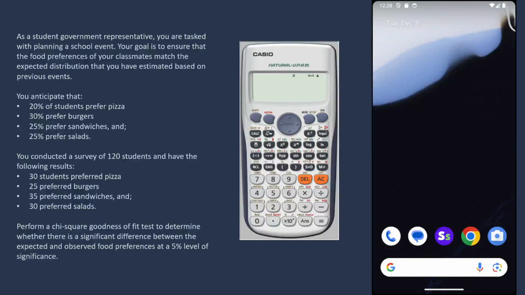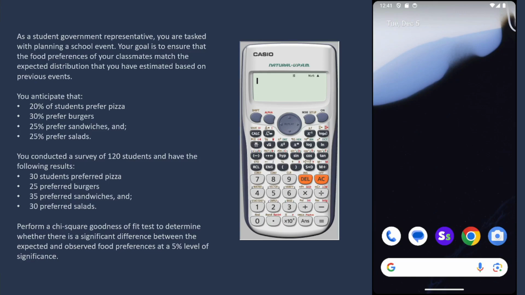The problem goes: as a student government representative, you are tasked with planning a school event. Your goal is to ensure that the food preferences of your classmates match the expected distribution that you have estimated based on previous events. You anticipate that 20% of students prefer pizza, 30% prefer burgers, 25% prefer sandwiches, and 25% prefer salads. You conducted a survey of 120 students and have the following results. 30 students preferred pizza, 25 preferred burgers, 35 preferred sandwiches, and 30 preferred salads. Perform a chi-square goodness of fit test to determine whether there is a significant difference between the expected and observed food preferences at a 5% level of significance.